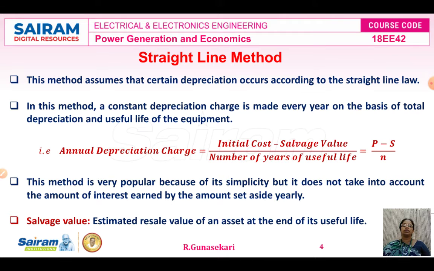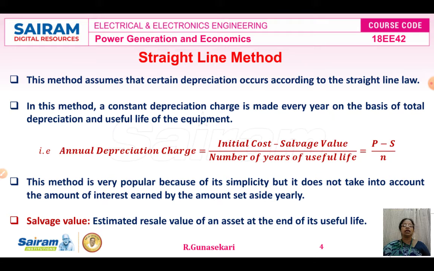In the straight line method, we assume that the depreciation occurs according to a straight line law. A constant depreciation charge is made every year on the basis of the total depreciation and the useful life of the equipment. That means the annual depreciation charge is calculated by the formula: the initial cost minus salvage value, divided by the number of years of the useful life.